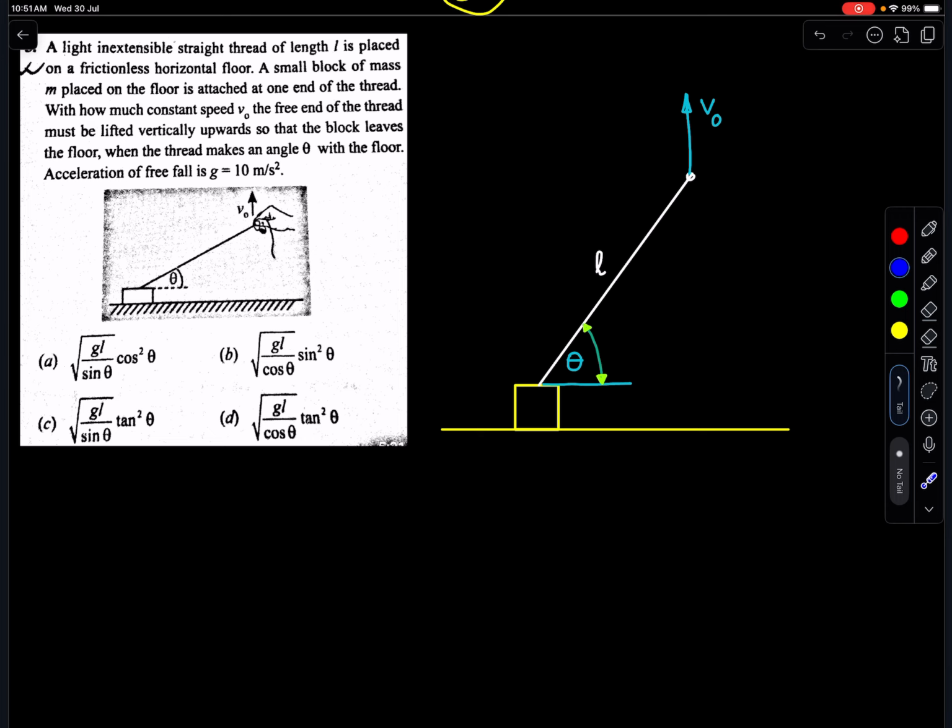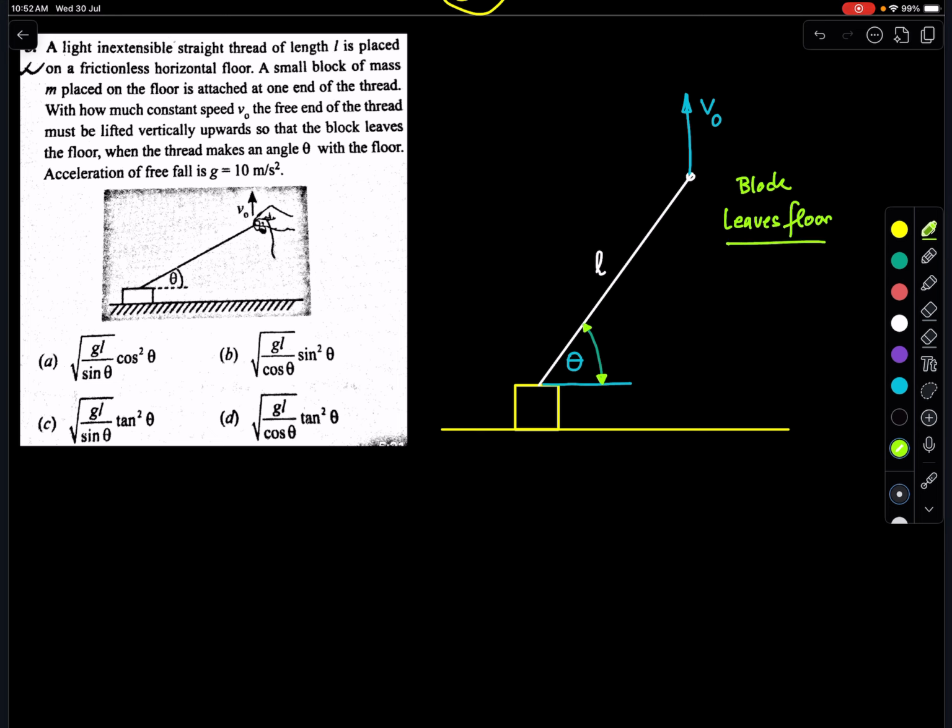And it is given that with how much constant speed v naught the free end of the thread must be lifted upward so that the block leaves the floor when the thread makes an angle theta with the floor. Acceleration of free fall is g. So let us look at the situation when the block leaves the floor. The block leaves the floor at this situation. This is the situation drawn in the figure.